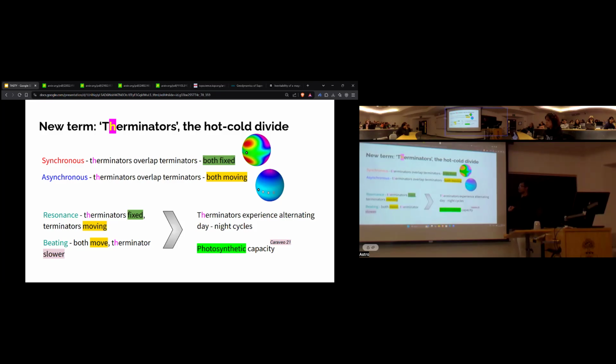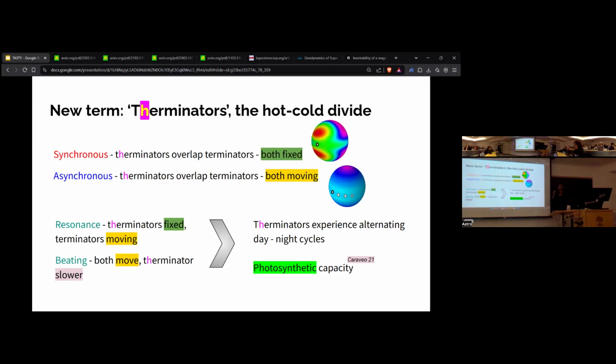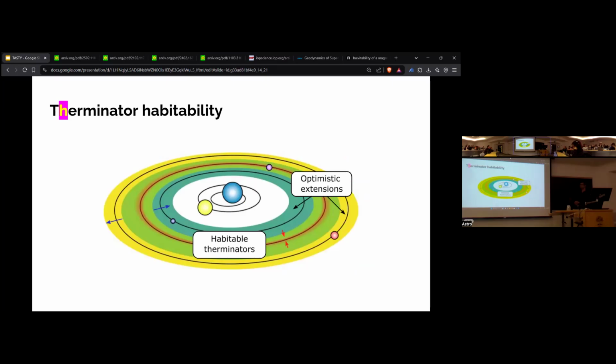This is important and interesting because people have talked about terminator habitability for these kinds of planets, but the terminator does not receive alternating day-night cycles. And an alternating day-night cycle is good for the development of photosynthetic capacity, among other life-promoting features of the planets. So these are planets where you could potentially have day-night cycles even on the tidally locked planets.